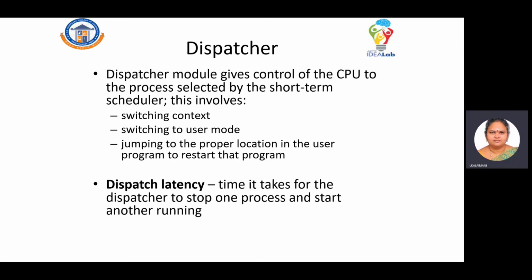And the next term is dispatch latency. First of all, we have to see what latency is. Latency is nothing but the time taken to do a task. When we go for dispatch latency, it is the time taken to stop one process and start another process. The time taken by the dispatcher is called the dispatch latency. The dispatcher's job is to stop one process and start another to run. The time taken to do its work is called the dispatch latency.